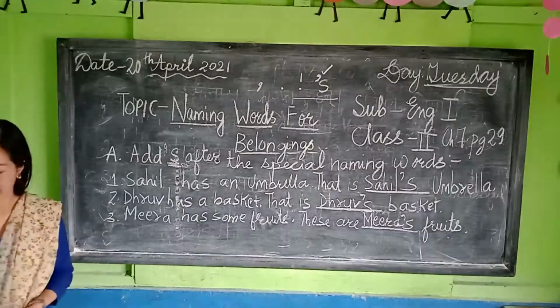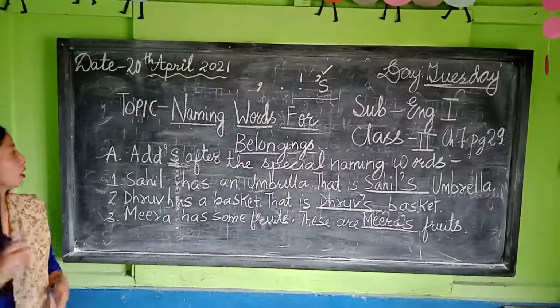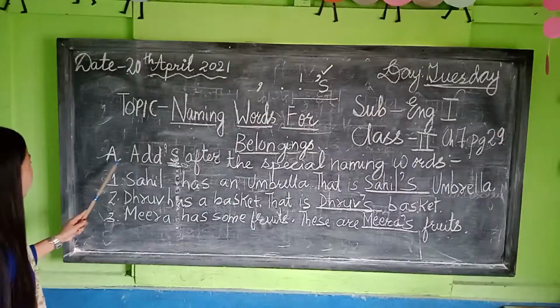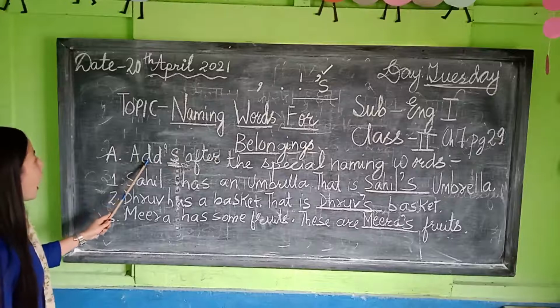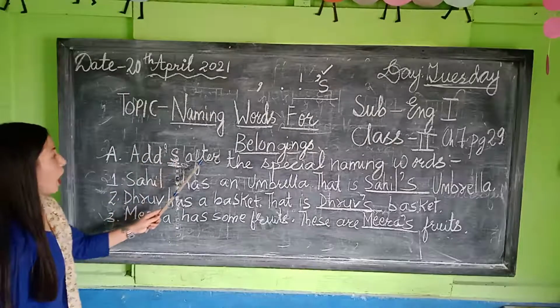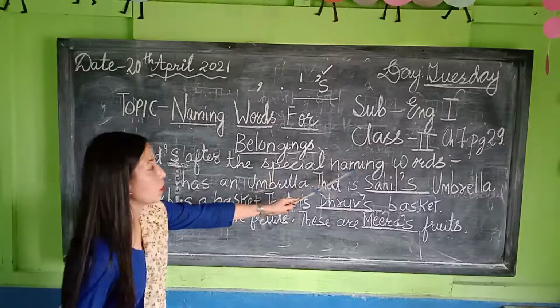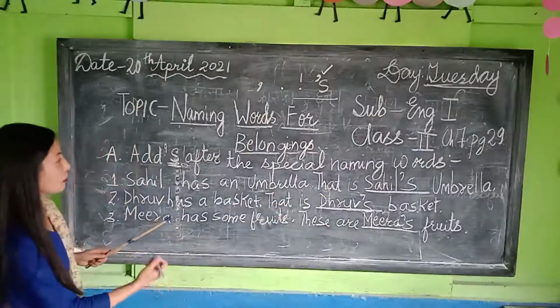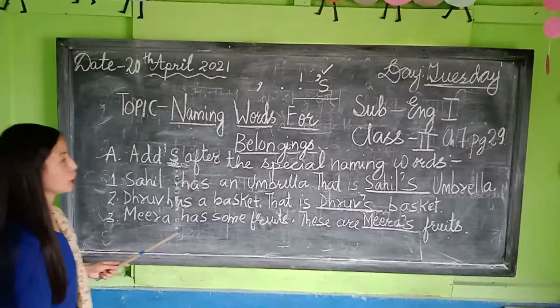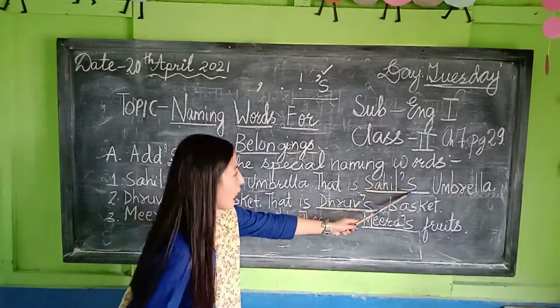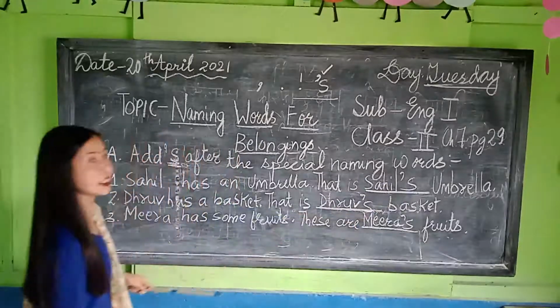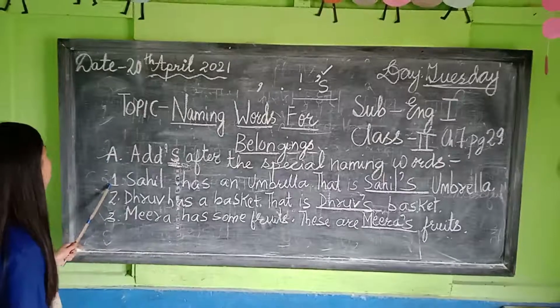Okay, like that. Today we are going to do the exercise, that is A. Now you just see here, add apostrophe S after the special naming words. After the special naming words, you have to use apostrophe S. Okay, are you understanding? Okay, number one, see here.